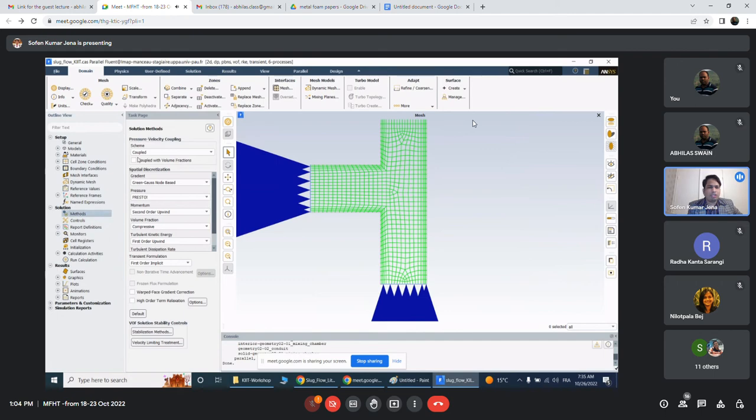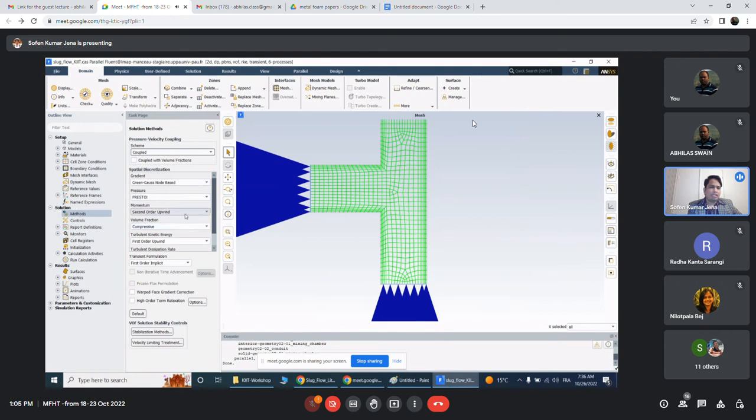Here I have chosen the coupled algorithm. If you want, you can go to the PISO algorithm or NITA scheme, the non-iterative time advancement scheme, etc. Just here, I opt for the coupled algorithm. For the gradient formulation in multi-phase flow, you can choose the Green-Gauss node-based gradient formulation. For the discretization of the pressure equation, you just put PRESTO.